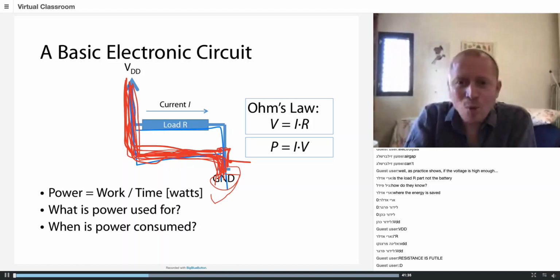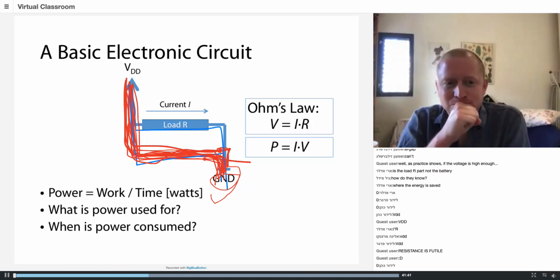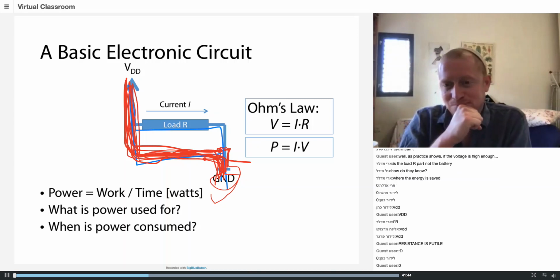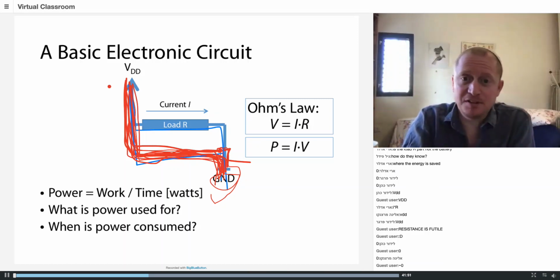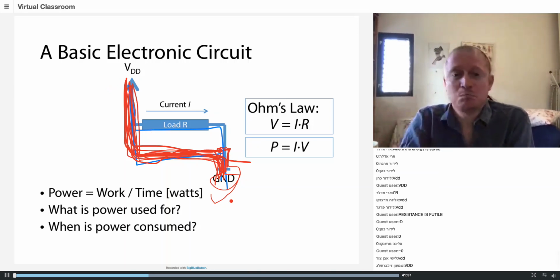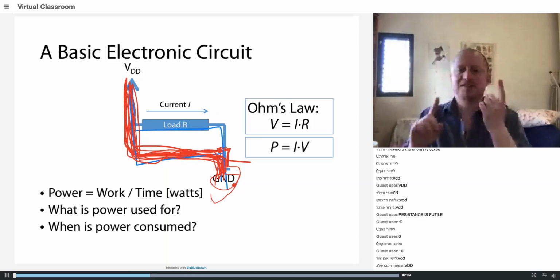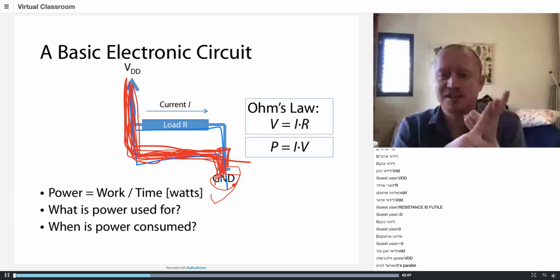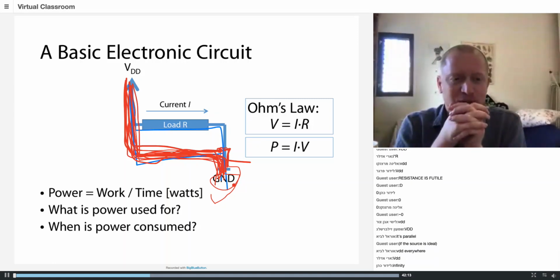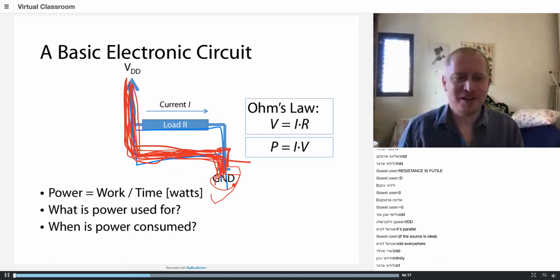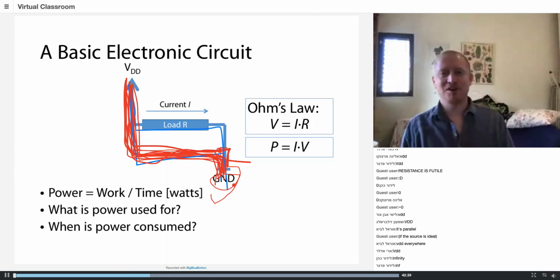Now, what is the voltage drop across the short circuit? Zero? This is VDD and this is ground. It's going to be VDD. Okay, so by Ohm's law, the resistance is 0 and the voltage is VDD. What is going to be the current? Okay, the current is going to be very, very high.